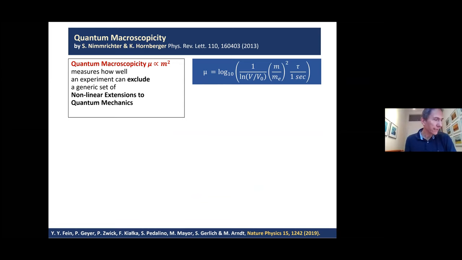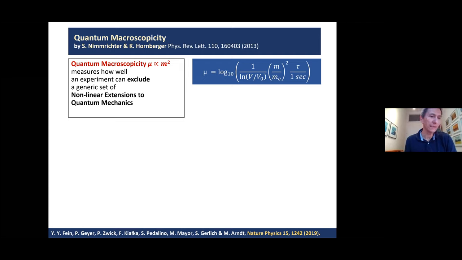You can also rephrase that, and that was what Stefan Nimmrichter and Klaus Hornberger did, and look for some macroscopicity parameter where you compare different experiments, really different experiments like SQUIDs, atom interferometers, cantilevers, molecule interferometers, and search for a parameter of quantum macroscopicity that you can compare. I'm not theorist enough, and we don't have time enough to go into all the details, in particular if you want to apply that for all the different experiments. But for our specific experiments, there's one parameter that you can derive, and that scales with mass squared, as you can see in the upper right corner, normalized to the electron mass.